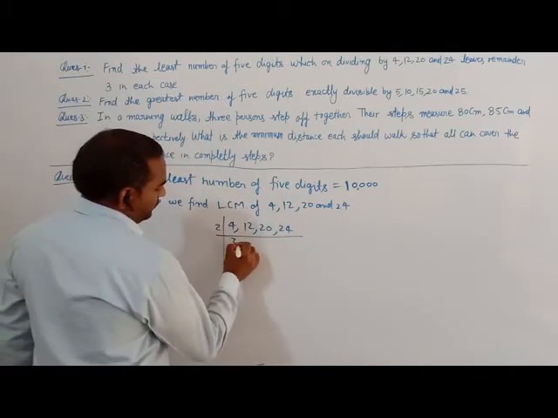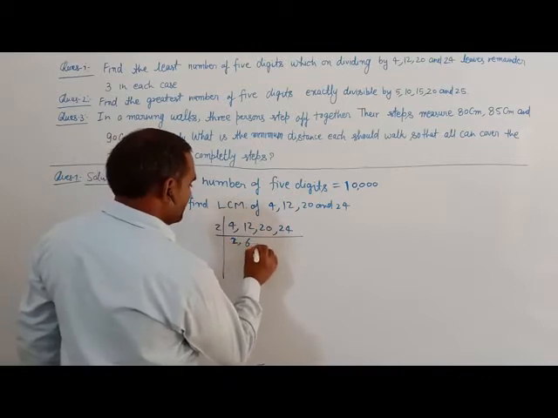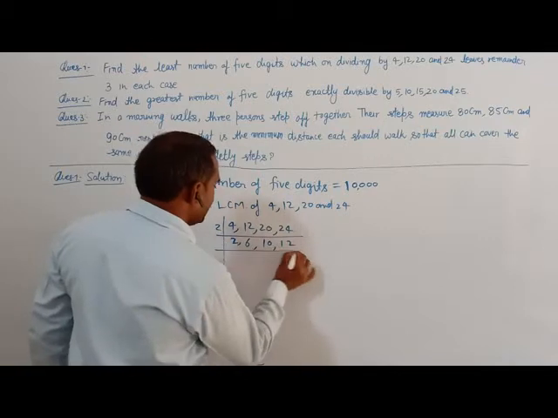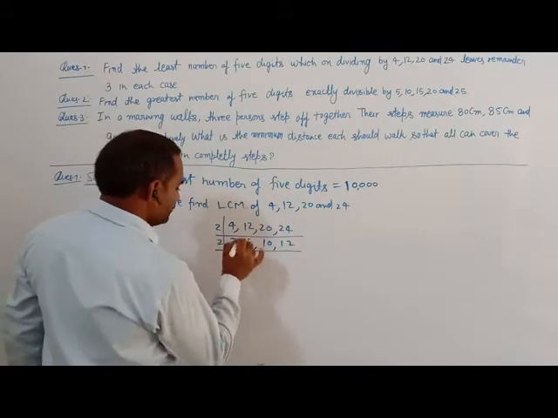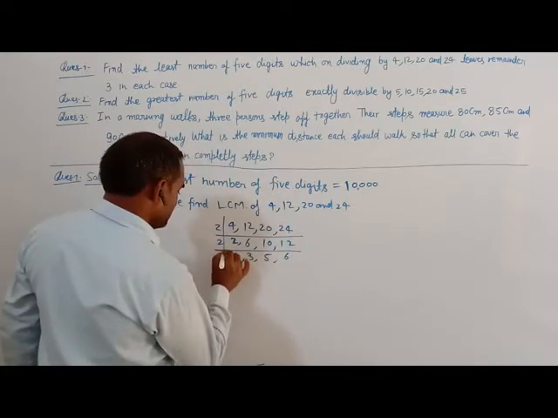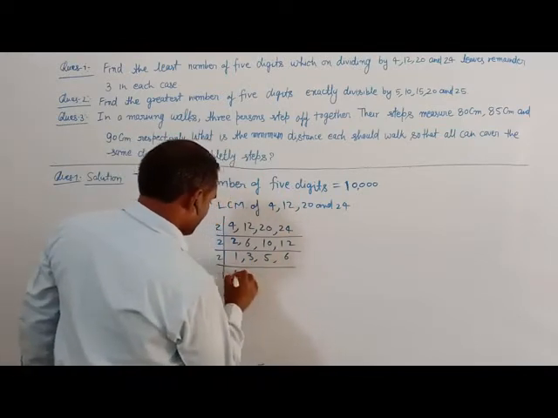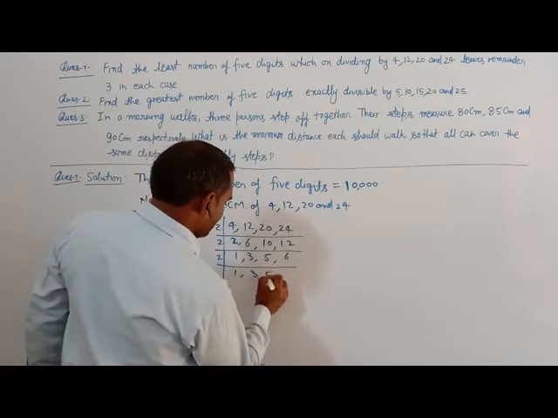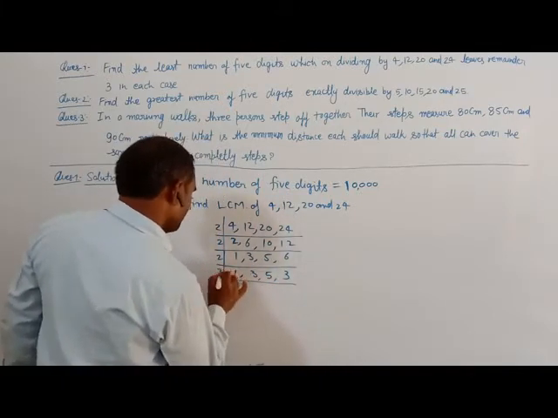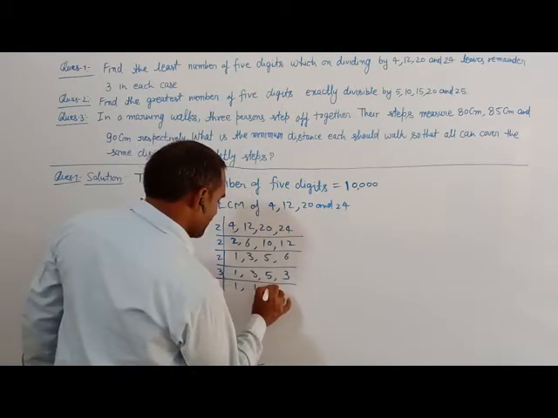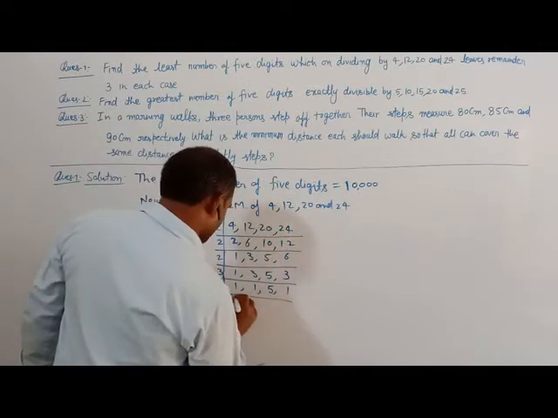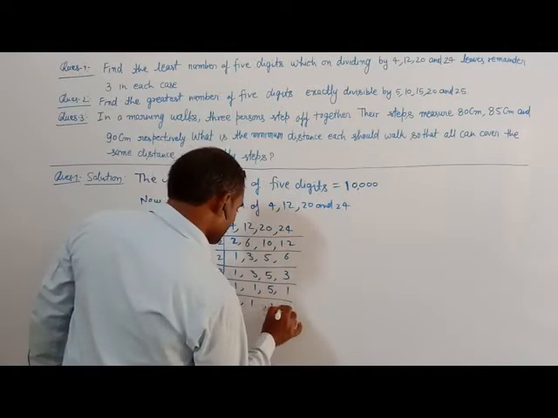2 2s are 4, 2 6s are 12, 2 10s are 20, 2 12s are 24. Now we divide again by 2: 2 1s are 2, 2 3s are 6, 2 5s are 10, 2 6s are 12. Now again by 2: 1, 3, 5, 2 3s are 6. Now we divide by 3: 1, 1, 5, 1. Now we divide by 5: 1, 1, 1, 1.